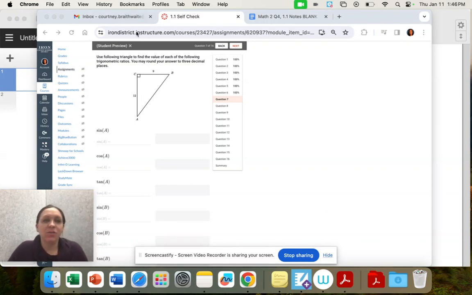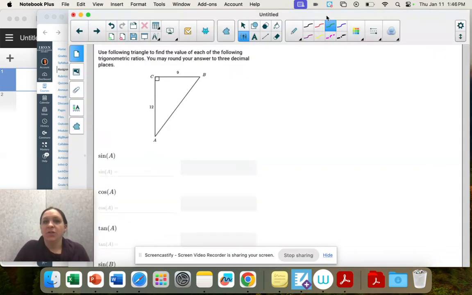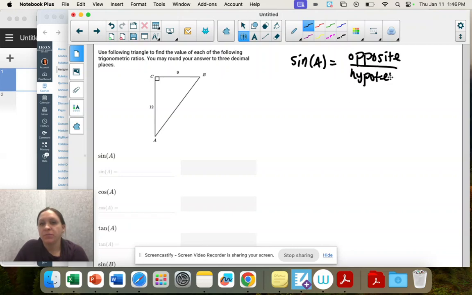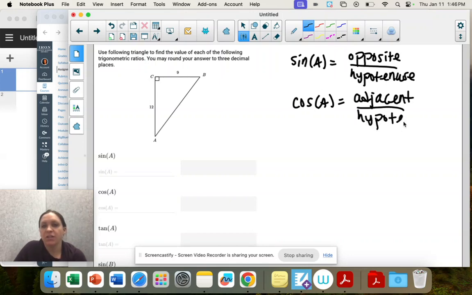Question 7, use the following triangle to find these trig ratios. So we want sine, cosine, tangent. Remember, sine of some angle is opposite over hypotenuse. Cosine is adjacent over hypotenuse. And I'm actually rereading the instructions over there as I write this. It says you may round your answer to 3 decimal places.